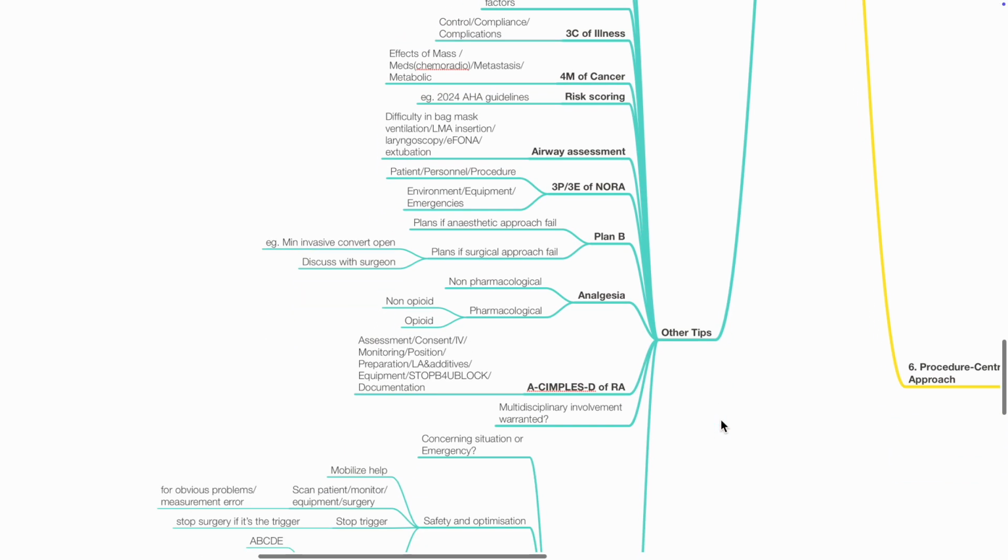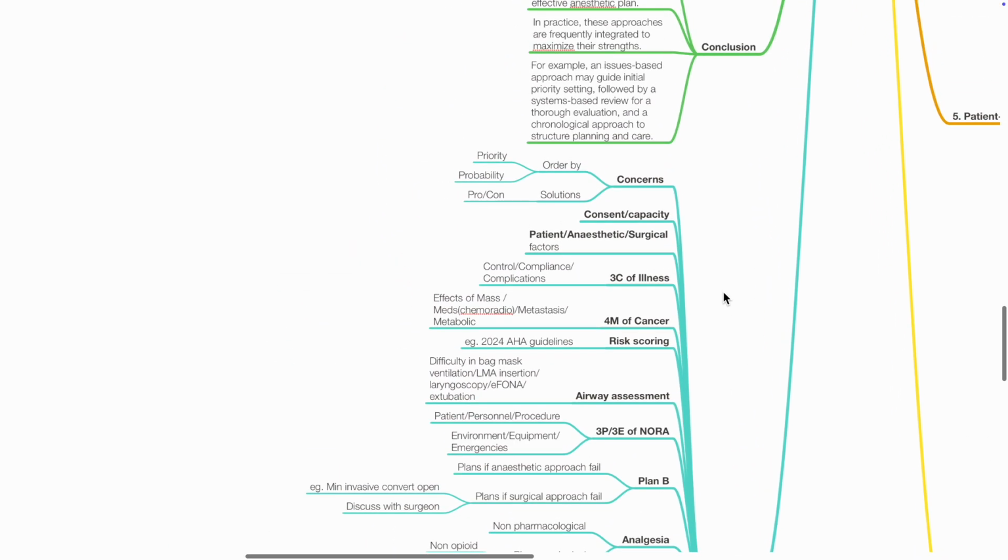Other tips in anesthetic considerations: order concerns by priority and probability, and offer solutions with pros and cons for each. Obtain written informed consent and assess patients' capacity for consent. Address patient, anesthetic, and surgical factors. When assessing comorbidities, consider the 3 C's: control, compliance, and complications.